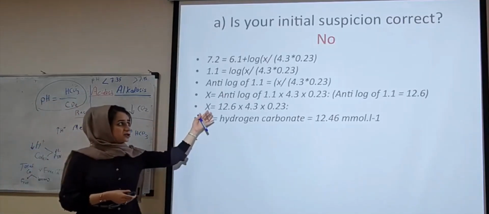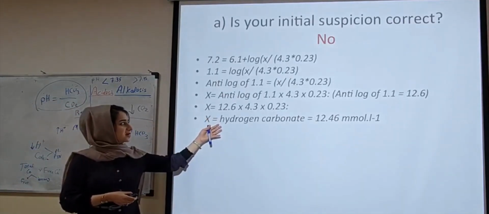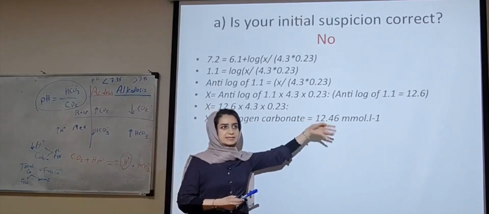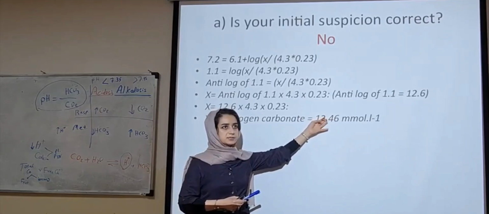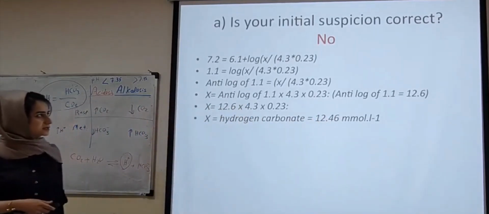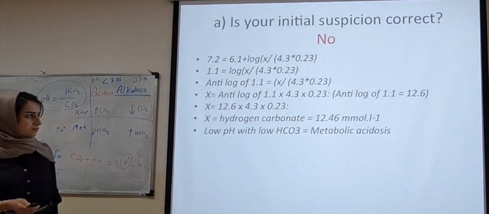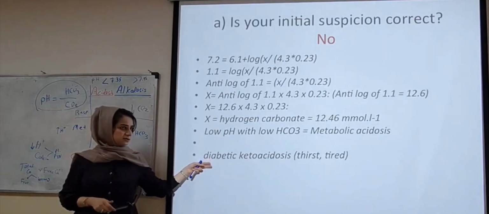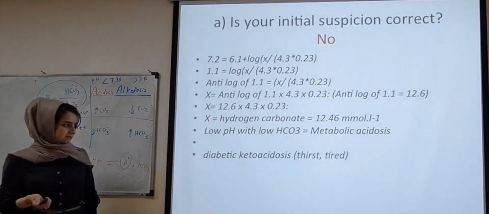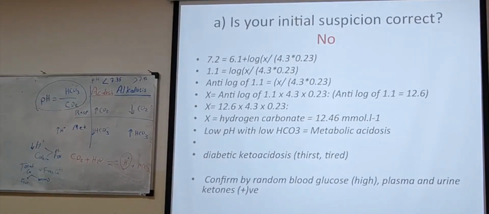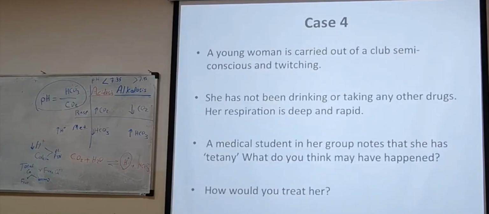With calculation you can know the bicarbonate. You can see the bicarbonate is greatly decreased. So the abnormality is due to metabolic. That's why the CO2 decreased for compensation. So it is metabolic acidosis and it's diabetic ketoacidosis, confirmed by random blood glucose, plasma and urine ketone.